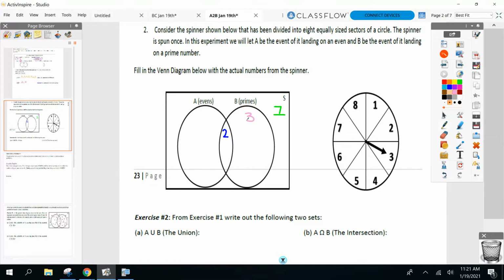4. Where do we think 4 goes? 4 is an even number, yes, and it is not prime, so it's just going to go in set A. It's an even number. It's not prime because you can do 2 times 2 to get 4. All right, let's go now. 5 is prime. 5 times 1, that's the only way I get 5. 6 is just even because you can do 2 times 3. That's why it's not prime. 7, prime. And 8 is just even.